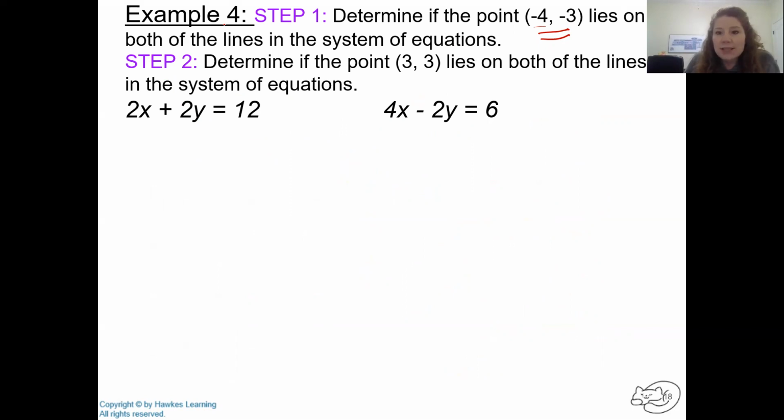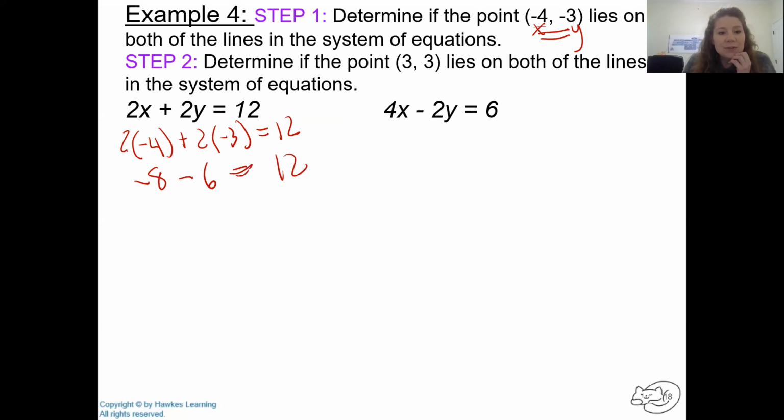Okay, so we're going to plug in -4 for x and -3 for y. So if x is -4, 2 times -4 plus 2 times -3 equals 12. We want to see if that's true. Well, 2 times -4 is -8. And 2 times -3 is -6. And we will see that that's not true. -6 plus -8 is -14. So we don't even have to try the second one. The first one's already proven that this is not a solution. So I'm going to say no on the first one.